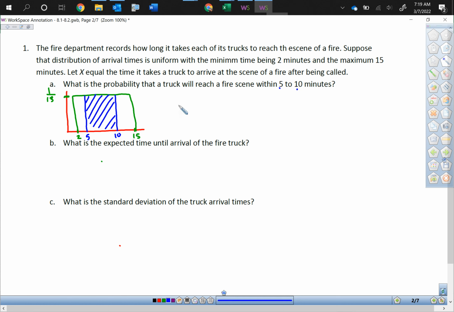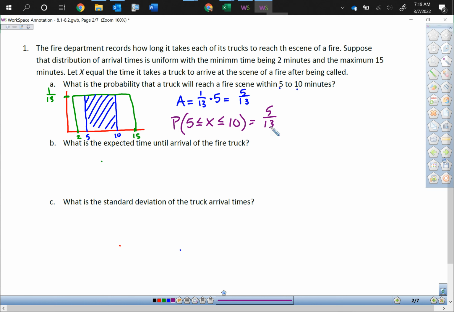Okay, so the area is going to be length times width. So right now it's 1 over 13 units high times 5 to 10, which is 5, and that's going to be 5 over 13. So the probability that the time is going to be in between 5 and 10 is going to be 5 over 13.